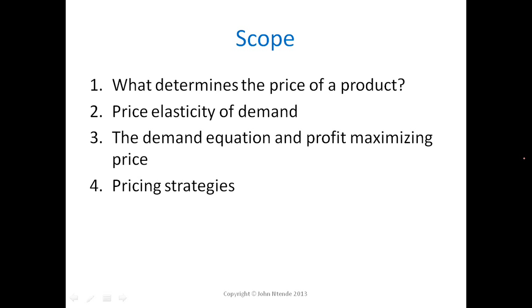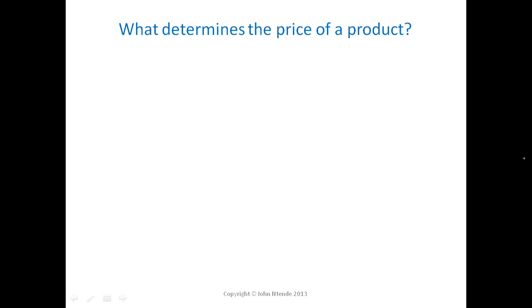So let's briefly look at what determines the price of a product. Now, of course, we have demand. Economic theory suggests that the higher the price of the product, the lower the quantity demanded. So we shall look at this in detail when we look at the demand curve and how to determine the equation. And of course, there are many other factors which will affect the demand of a product.